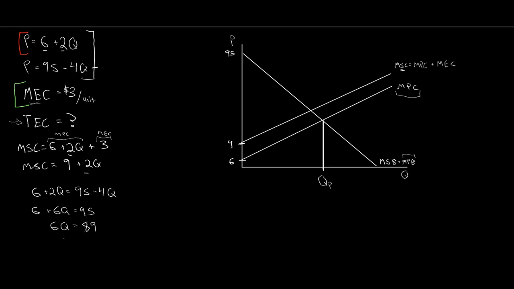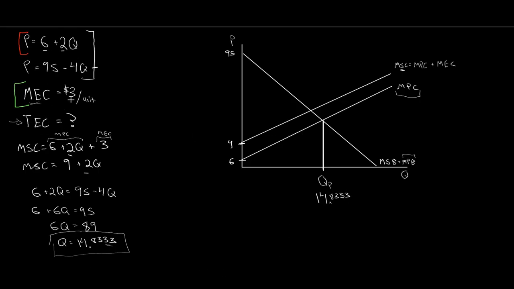And we have a quantity of 14.8333, with the 3333 repeating. I'm going to carry around extra decimal places because this is an intermediate step. This isn't my final answer. What I'm looking for is my total external cost. So, 14.8333. Now, how do we find this total external cost?